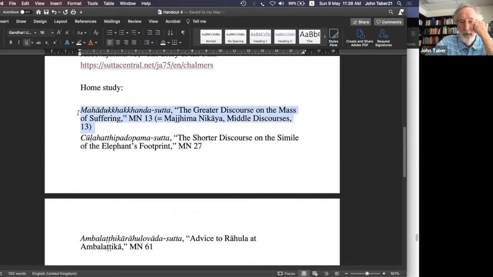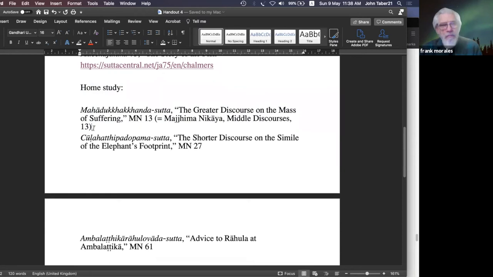I've given you this sutta to look up for yourselves, actually. You notice I say home study, so I don't give you the link. This is a little exercise for you to do. See if you can find it, read it, and then tell me what you think next time. Okay.